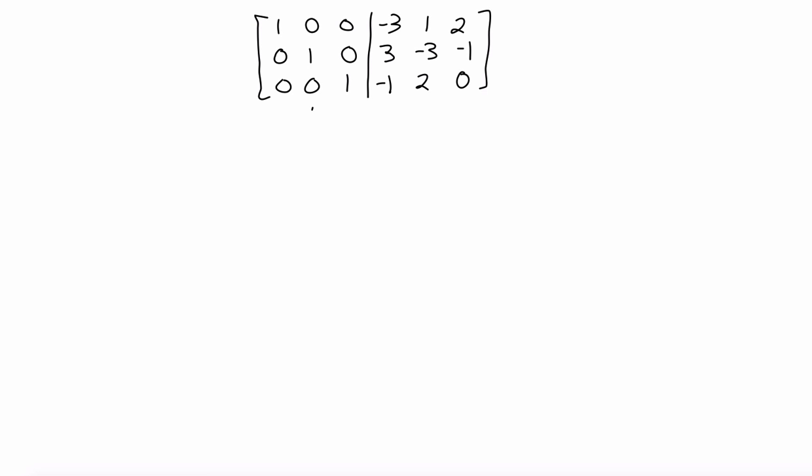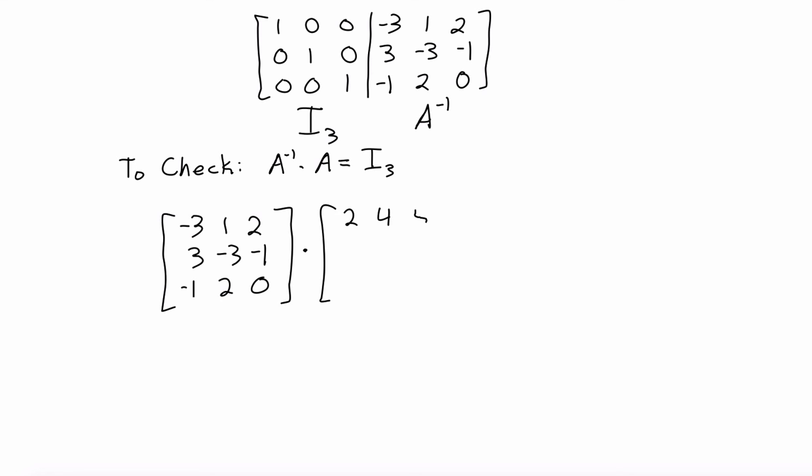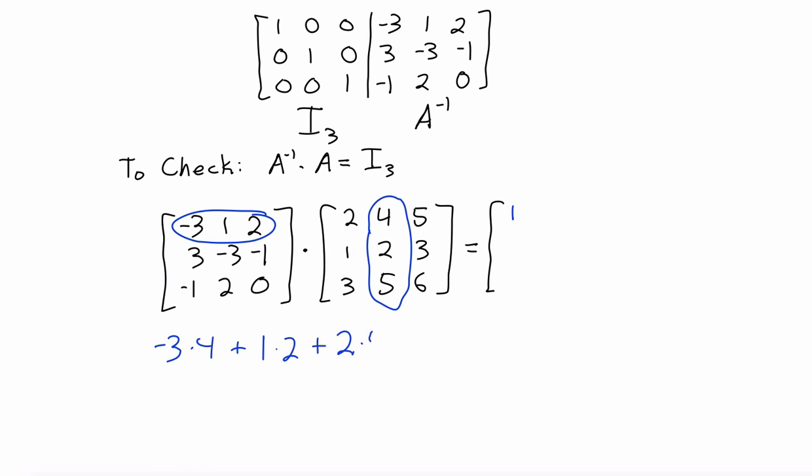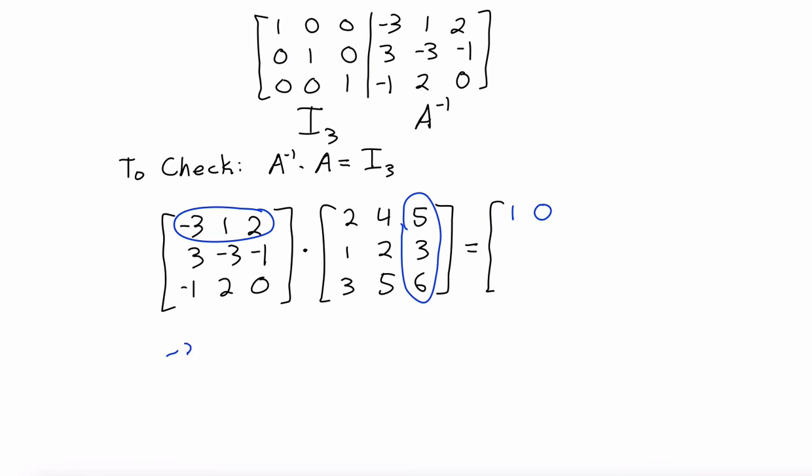This completes the identity matrix on the left, resulting in the inverse on the right. Now I want to check by multiplying the inverse times our original matrix, and hopefully I get the identity matrix. Row 1 times column 1 results in a 1. Row 1 times column 2 results in a 0. Row 1 times column 3 results in a 0.